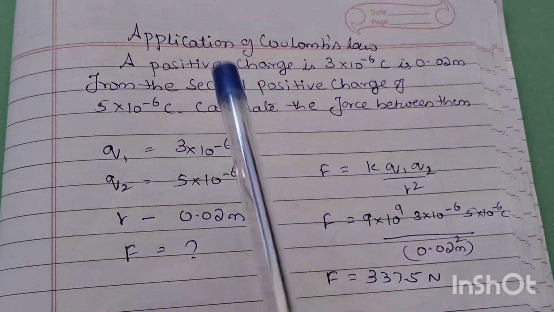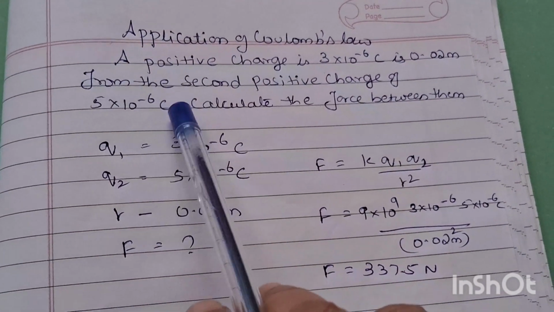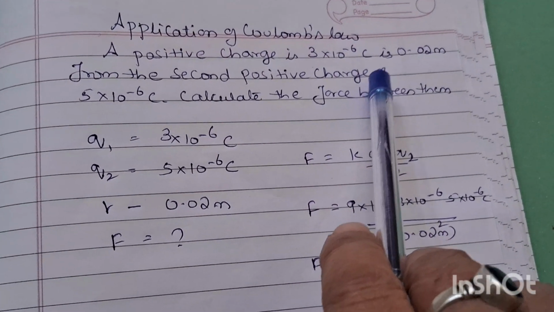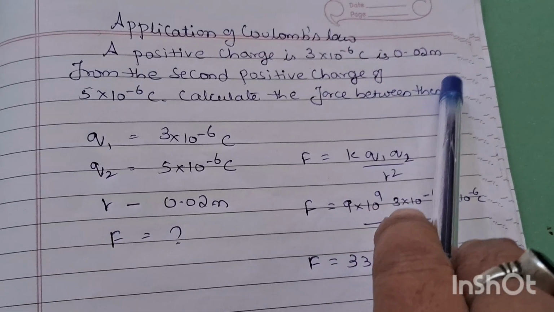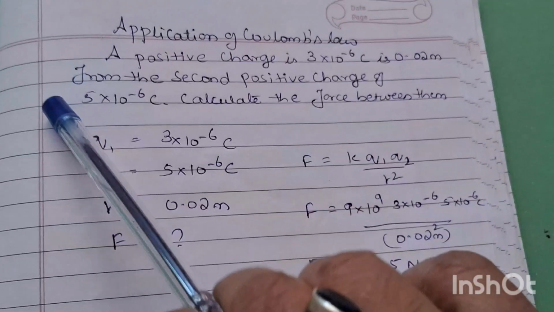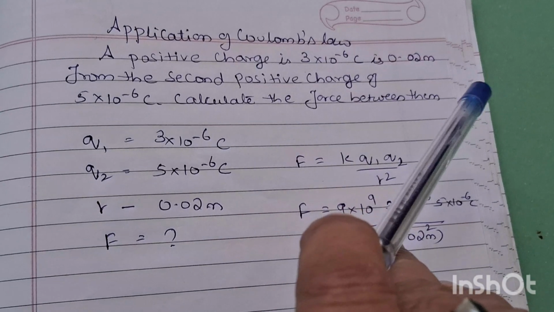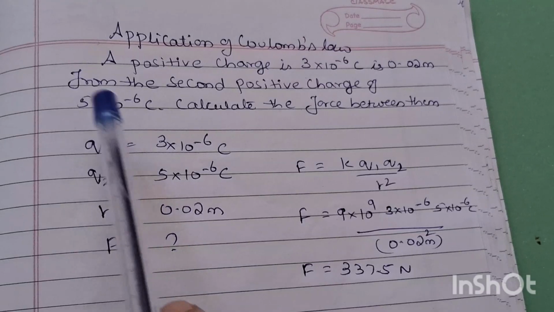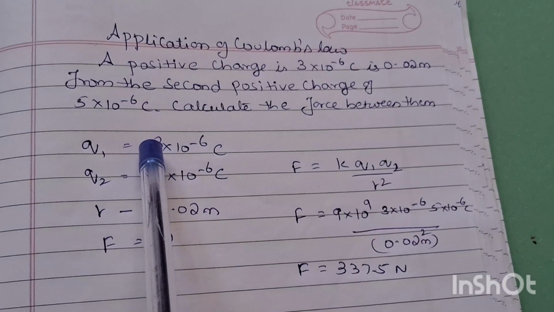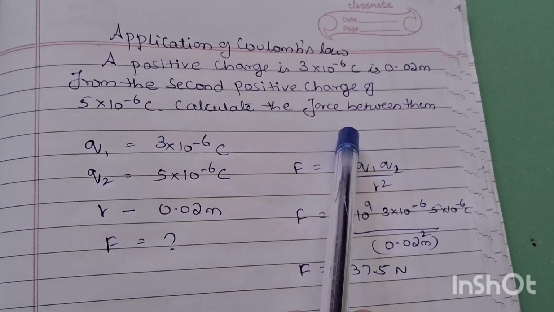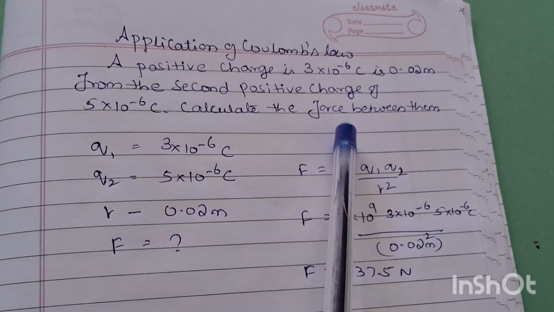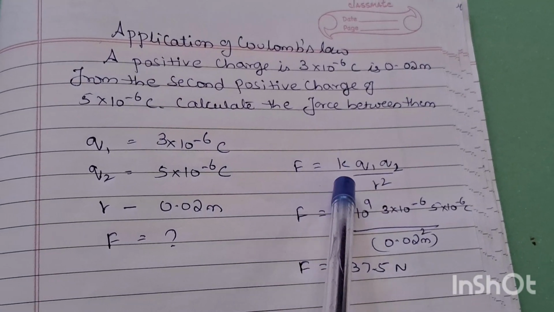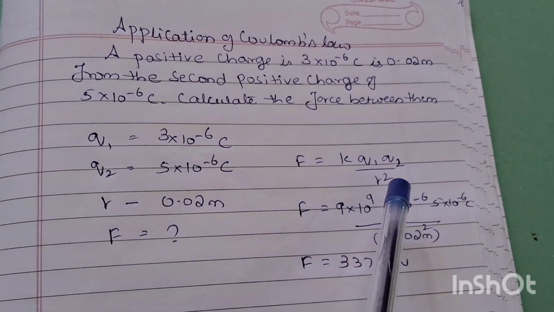An example, an application of Coulomb's law. Suppose a positive charge is given as 3 into 10 to the power of minus 6 C, that is coulomb, at 0.2 meter from a second positive charge on the right hand side. The first charge is this, the second charge is this, 5 into 10 to the power of minus 6 coulomb. They have asked you to find the force. When they ask for the force, you automatically know the formula to apply: force is equal to K Q1 Q2 by R².